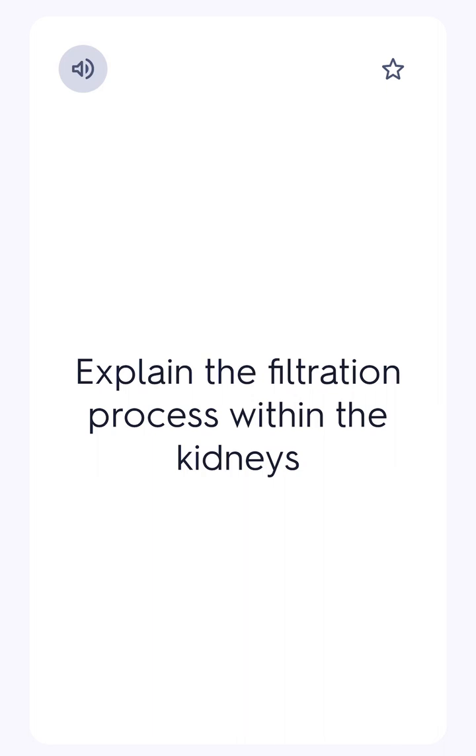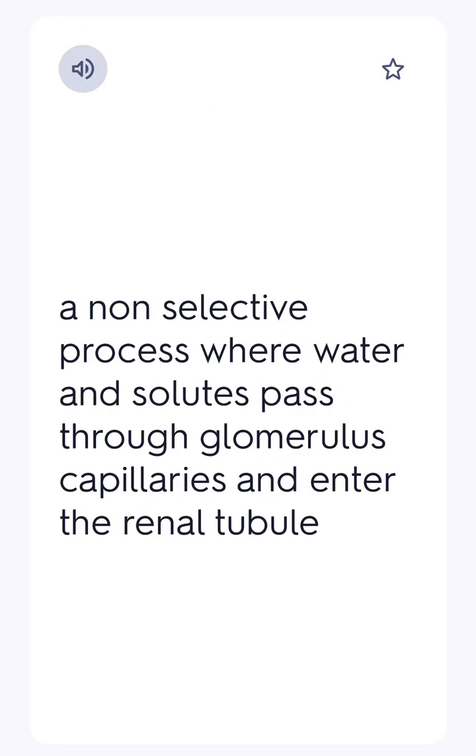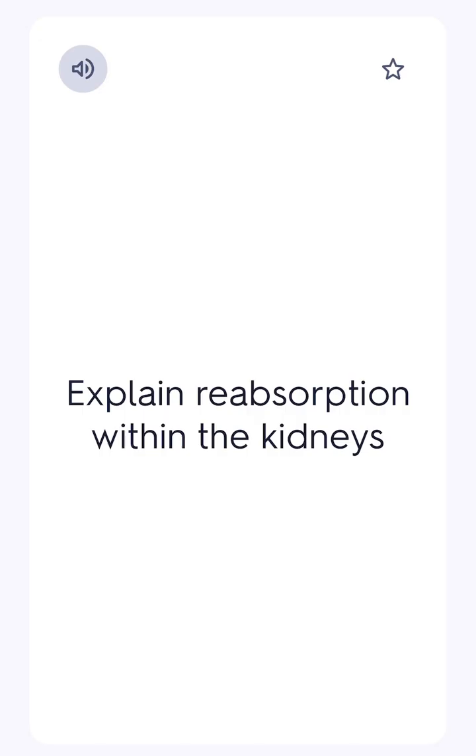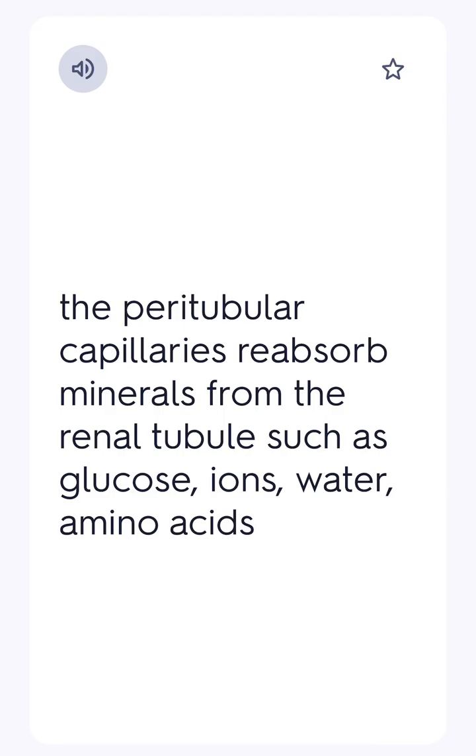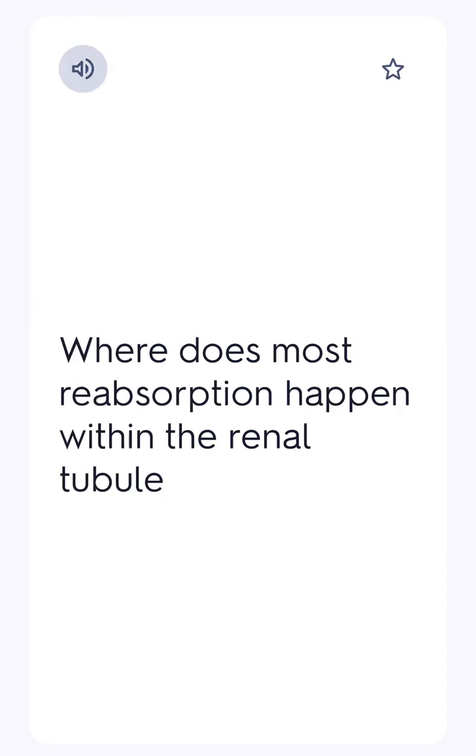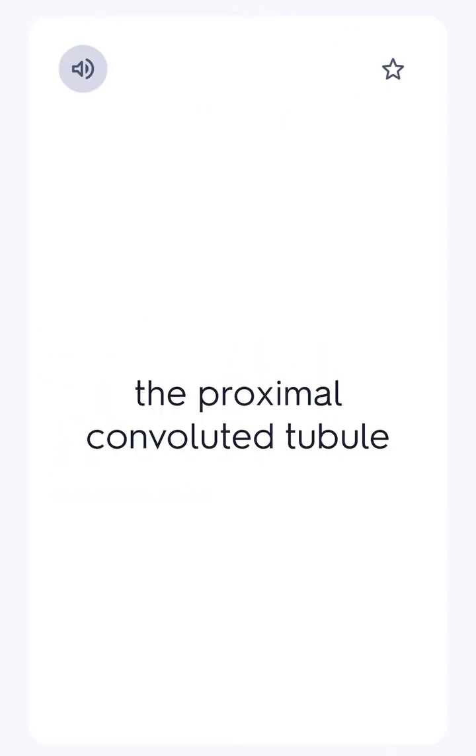Explain the filtration process within the kidneys. A non-selective process where water and solutes pass through glomerulus capillaries and into the renal tubule. Explain reabsorption within the kidneys. The peritubular capillaries reabsorb minerals from the renal tubule such as glucose, ions, water, amino acids. Where does most reabsorption happen within the renal tubule? The proximal convoluted tubule.